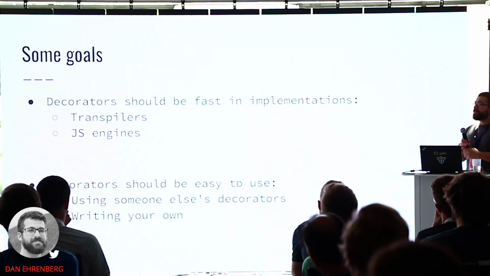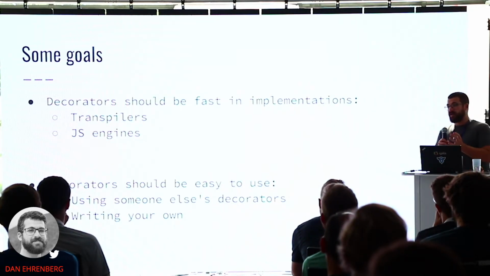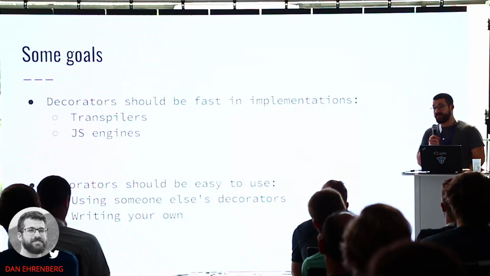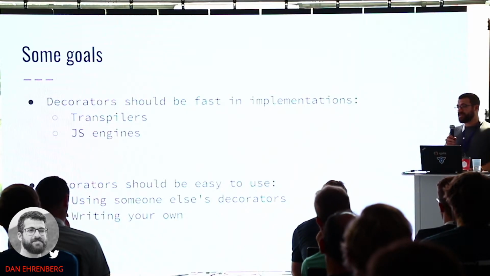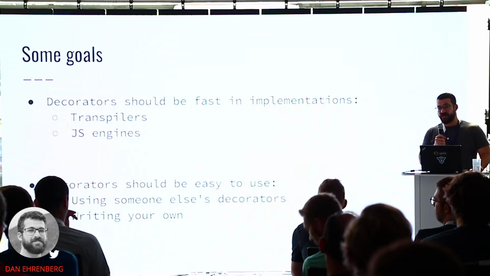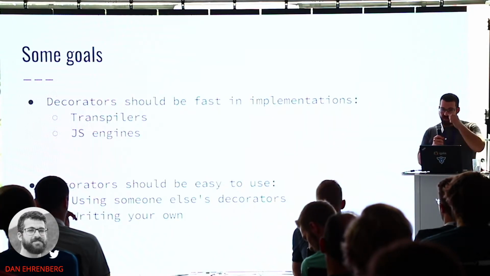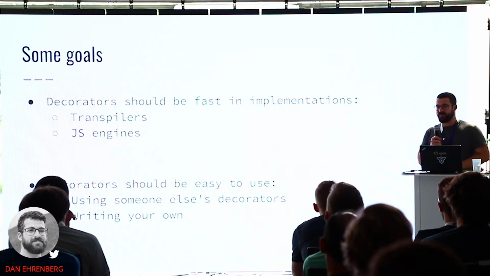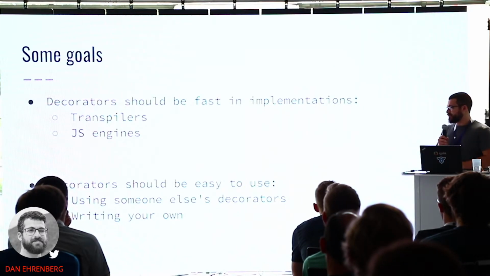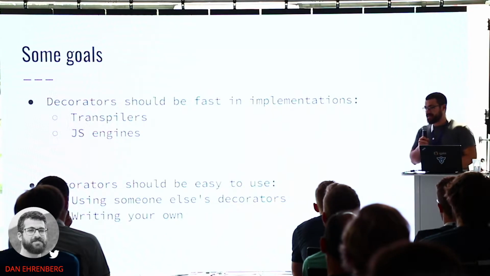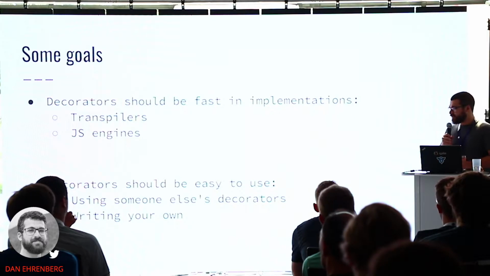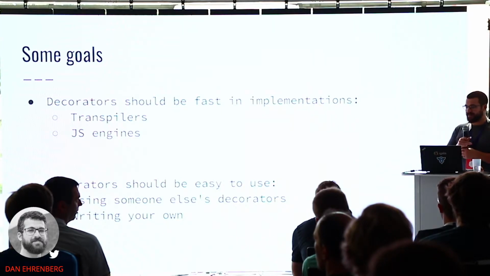So some goals with how decorators should work in their standardized form: one is that it should be fast, both in the transpiler implementation, in how Babel and TypeScript will make them work on current JavaScript environments, and also they should be fast when built into JavaScript engines. And they should be easy to use. They should be easy both to use the decorators that somebody else wrote, and it should also be easy to write your own decorators.